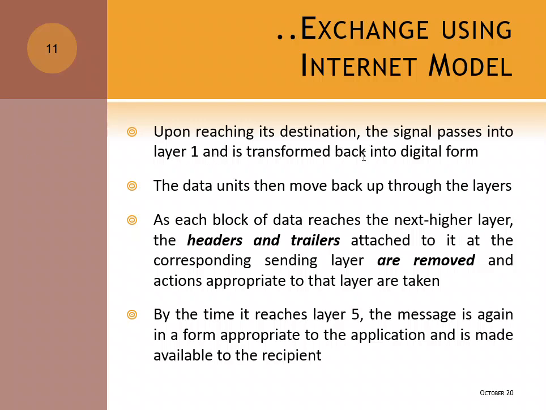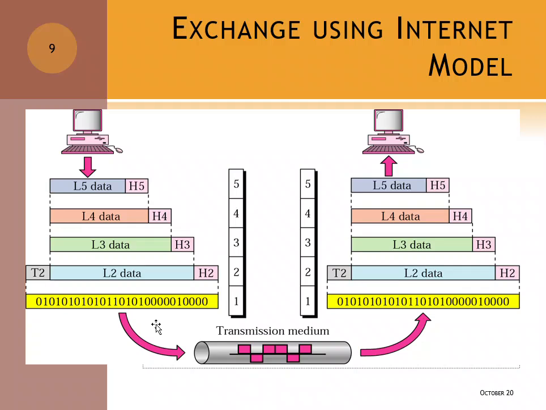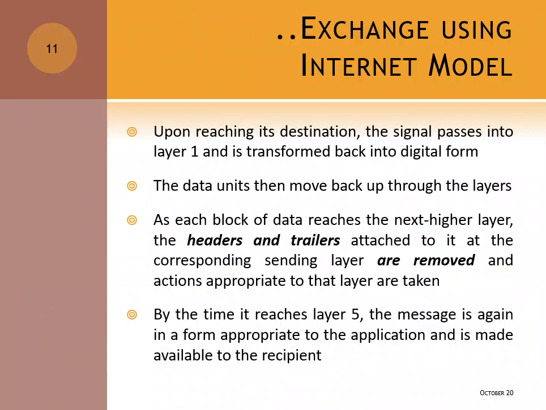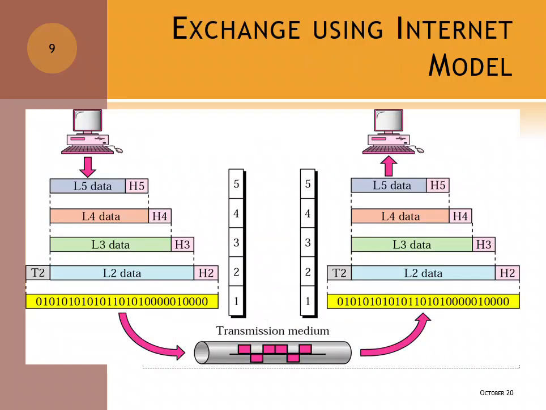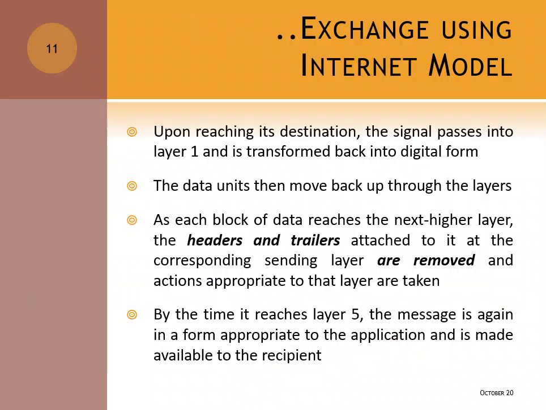Upon reaching its destination, the signal pass into layer 1 and is transformed back into digital form. Okay, data yang tadinya dalam bentuk digital ditukar ke dalam bentuk elektromagnetic signal, masuk ke kabel. Bila sampai ke sebelah receiver, dia akan ditukarkan kembali ke dalam bentuk binary. Okay. So the data units then move back up through the layers. Dia akan naik lah daripada physical layer ke data link layer, ke network layer, transport layer and application layer.